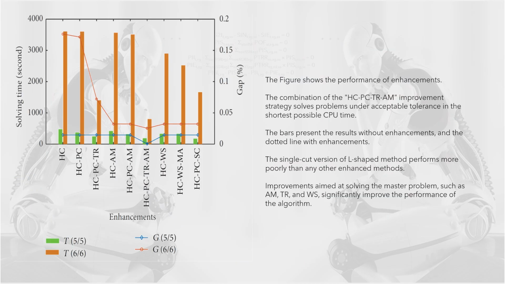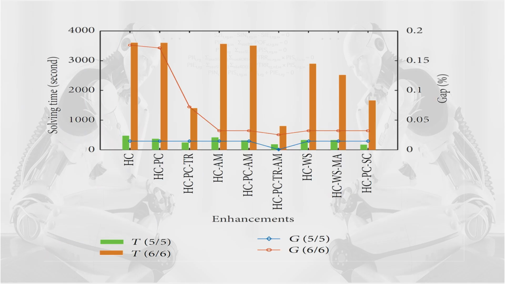The figure shows the performance of enhancements. The combination of the HCPCTRAM improvement strategy solves problems under acceptable tolerance in the shortest possible CPU time. The bars present the results without enhancements, and the dotted line with enhancements. The single-cut version of the L-shaped method performs more poorly than any other enhanced methods. Improvements aimed at solving the master problem, such as AM, TR, and WS, significantly improve the performance of the algorithm.